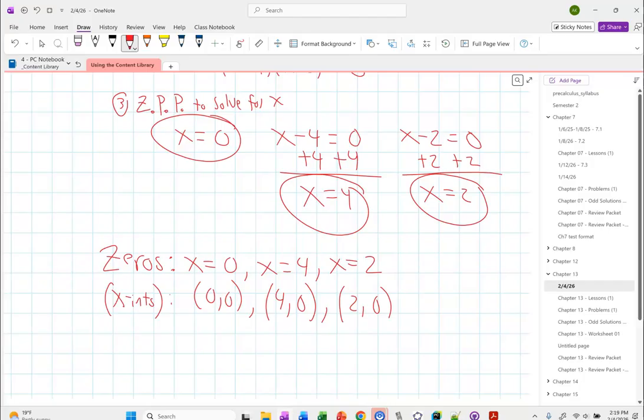Does this look familiar? I think you do the heck out of this in Algebra 2, right? Let's do another example.